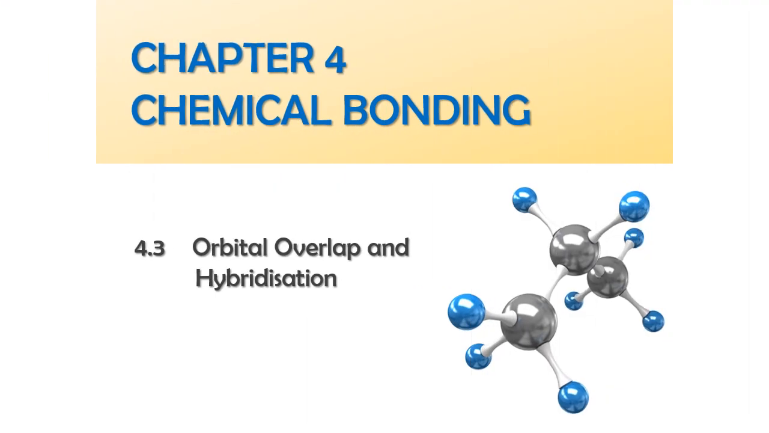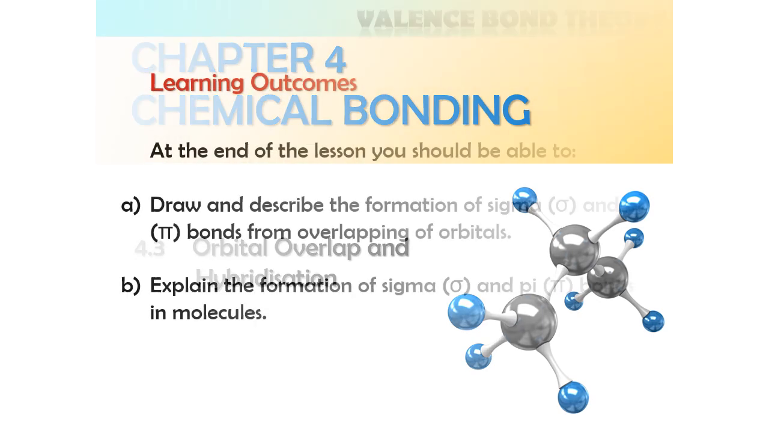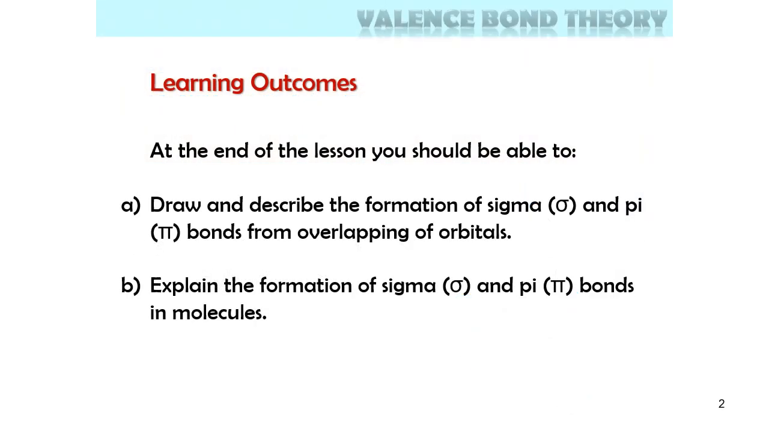Hi everyone. So now we will continue with chapter 4 for subtopic 4.3, orbital overlap and hybridization. At the end of the lesson, you should be able to draw and describe the formation of sigma bond and pi bond from overlapping of orbital, and explain the formation of sigma bond and pi bond in a given molecules.